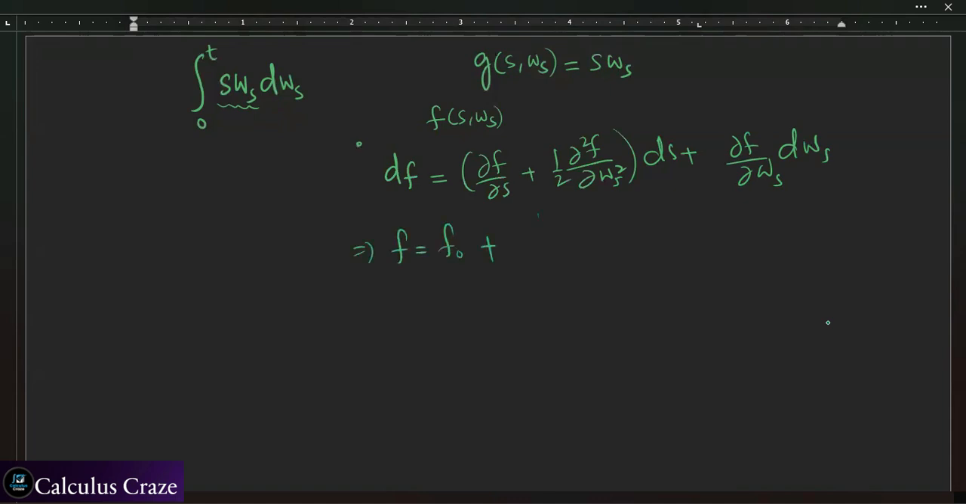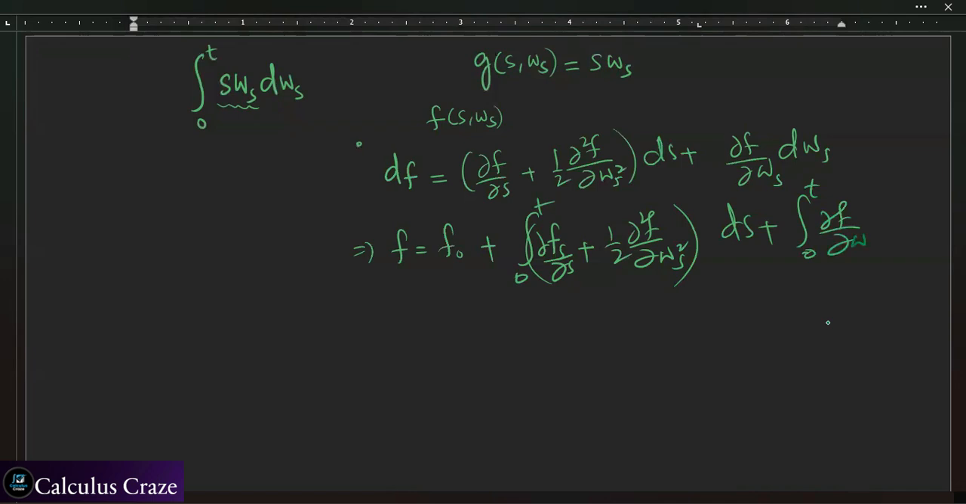Because we want to calculate this integral, we will compare. If we integrate, we get f_0 plus the integral of the partial derivative of f with respect to s plus 1/2 the second partial derivative of f with respect to w, ds, plus this integral, which is in the usual sense, like calculus. Then this is the integral from 0 to t of the partial of f with respect to w, dW_s, right? So I have to compare this with this.